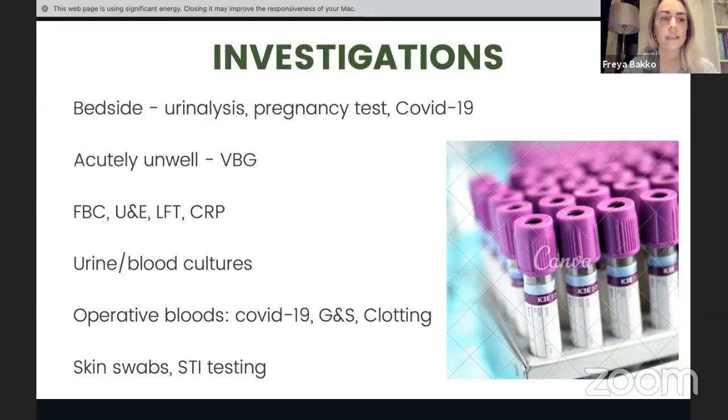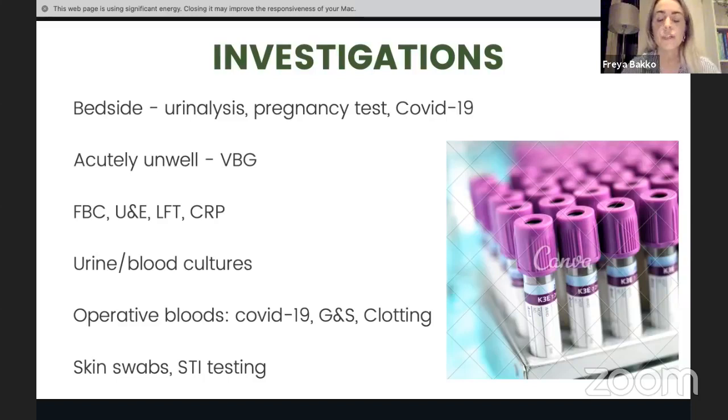Then you want to do your routine bloods, so do a full blood count, your U&Es, LFTs, and a CRP, assess for any inflammatory markers. You want to send off urine cultures and blood cultures if you're worried about infection. If they have any groin pain, urine culture is probably useful, whether you're suspecting an infection or not.